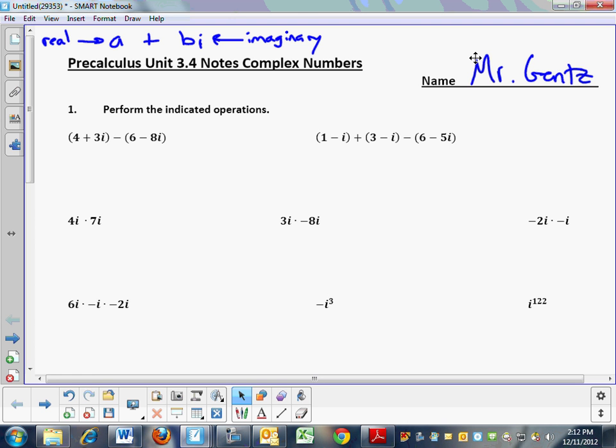Okay, here we go. Section 3-4, we're ready for it. You got complex numbers. Boys and girls, boys and girls, boys and girls.